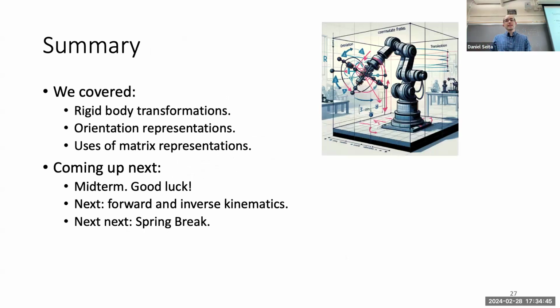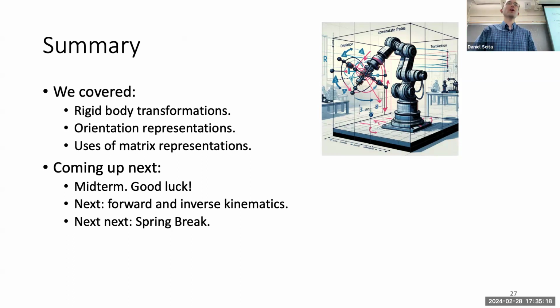All right, quick summary of today. We covered rigid body transformation. We covered different representations of especially orientation, which is the rotation. We covered a lot of uses of matrix representation, and we've covered a lot of examples of how to think about them intuitively. And next class is the midterm. So good luck on that. And then the class after that, we'll cover forward and inverse kinematics.